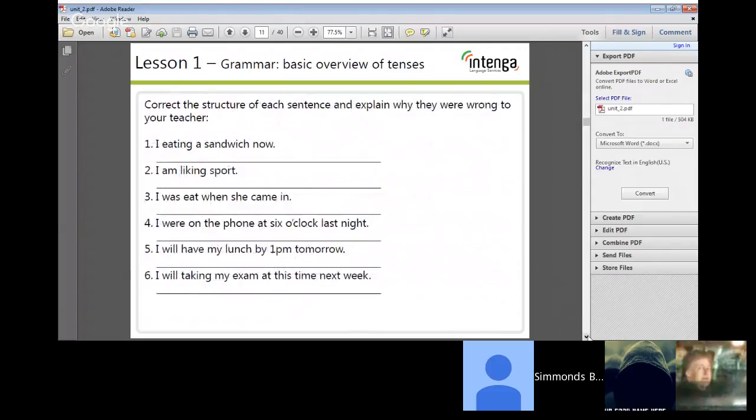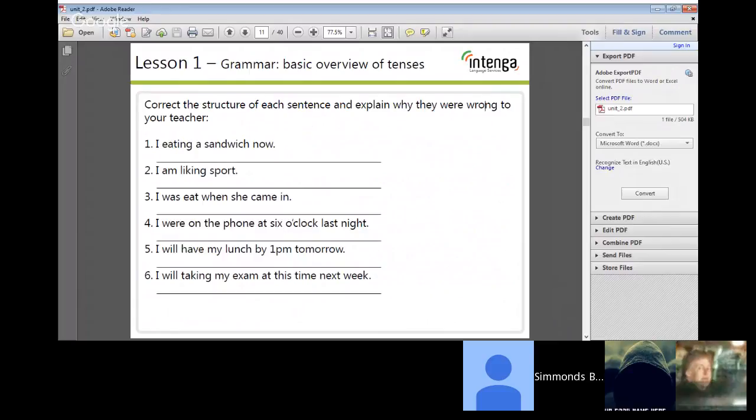And now, great. So now is when we get to talk about the grammar in a different way. Okay, so it says correct the structure of each sentence. Okay, that's the first part. And the second part is explain why they were wrong. Okay, so for example, number 1 says, I eating a sandwich now. Does anyone understand why the sentence is incorrect? What are we missing in this sentence, or what do we need to change?